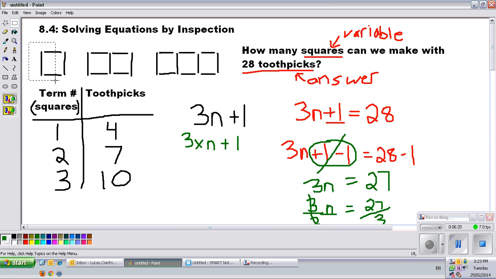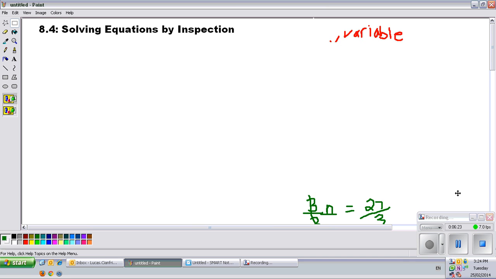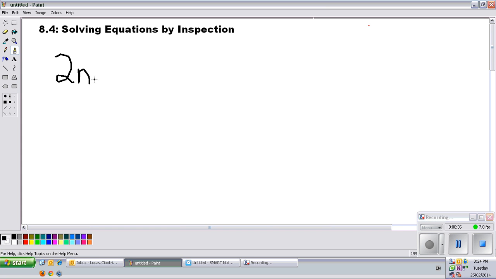Let's do one more example with these questions. So let's say you had the question 2n minus 1 equals 13. And you want to solve for n. So remember, 2n minus 1 is the same as writing 2 multiplied by n, subtract 1, equals 13.